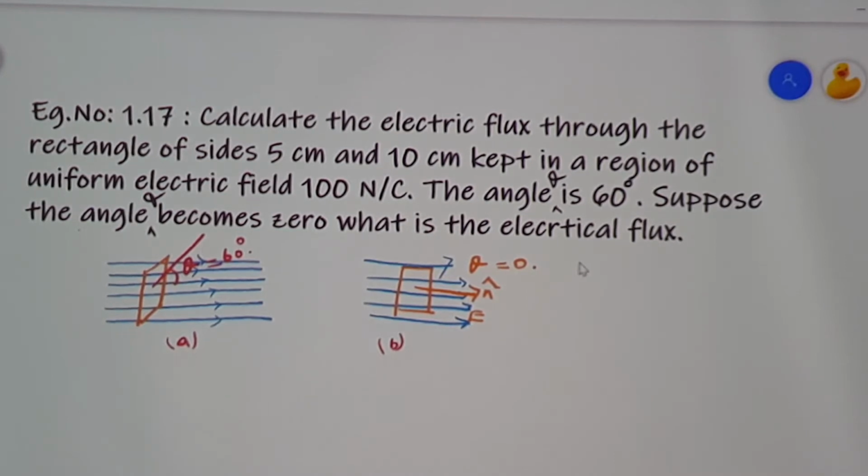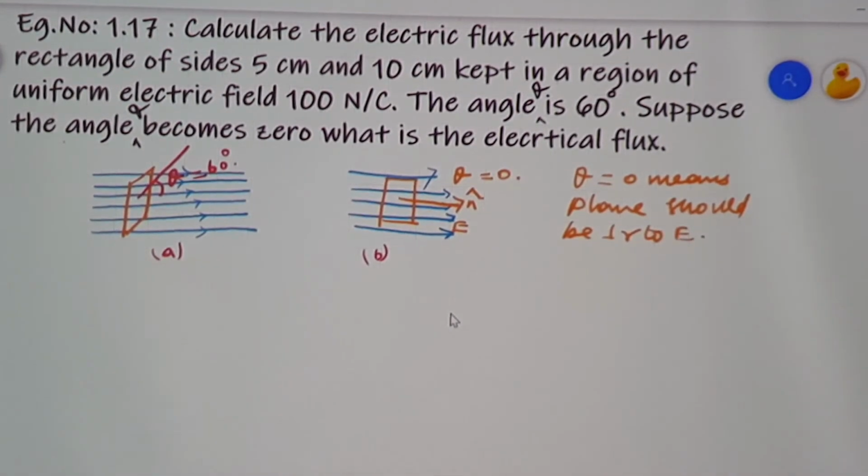Are you able to understand? Theta equal to 0 means the plane should be perpendicular to the electrical field. Then only theta becomes 0, because the normal drawn and the electrical lines of force will be parallel to each other. Hope you should have understood this. Now write the data that are being given. First of all, you consider the data.